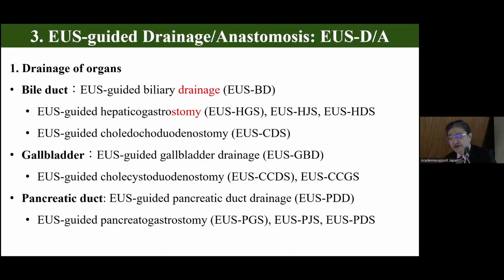The first one is the drainage of organs. Organ means bile duct, gallbladder, or pancreatic duct. The aim of the procedure is EUS-guided biliary drainage, but the procedure name is hepaticogastrostomy. It is an organ drainage method with a simultaneous anastomosis, so we use ESDA for this procedure.